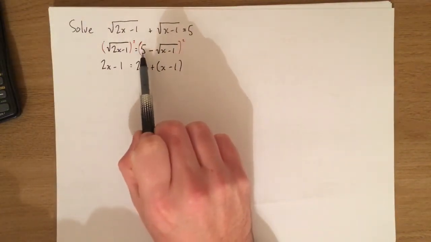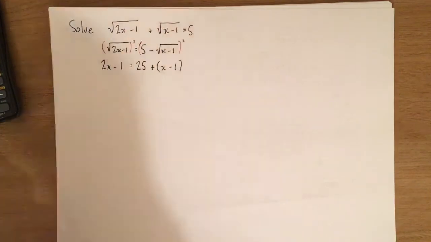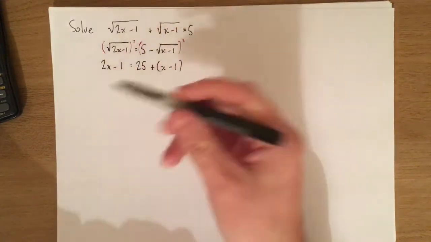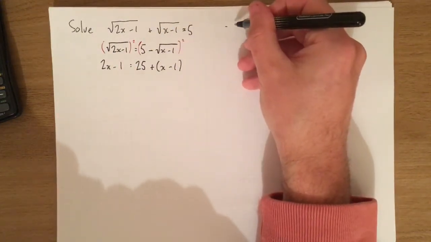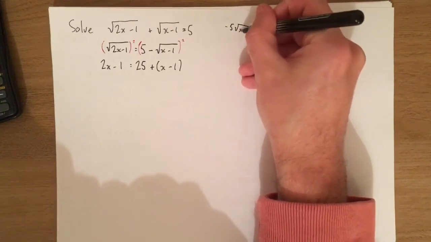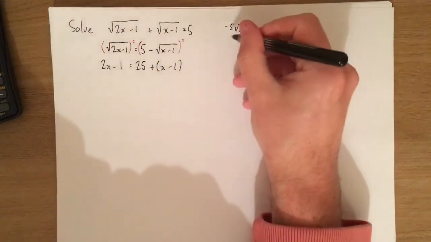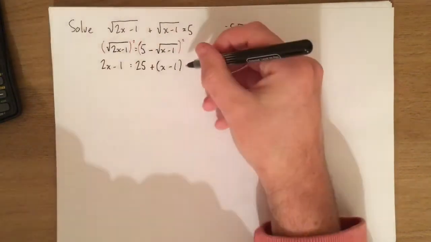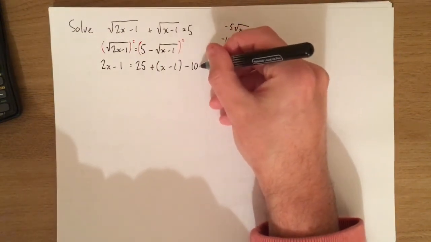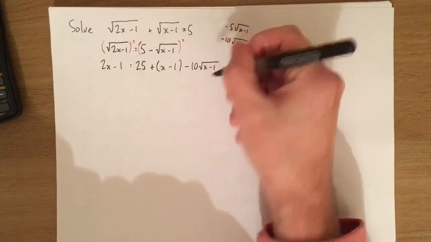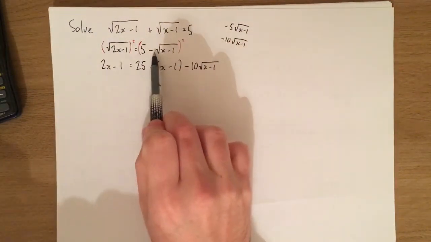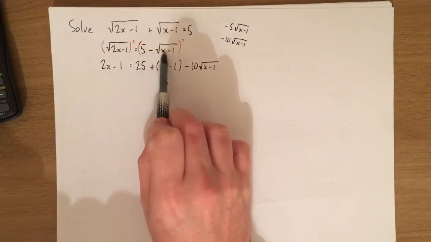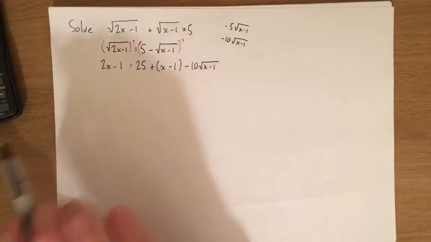Don't now forget your third term on this side, so it will be 5 multiplied by minus the square root of x minus 1, multiplied by 2. So 5 multiplied by minus the square root of x minus 1 is minus 5 root x minus 1. And then when you multiply that by 2, you're going to get minus 10 times the square root of x minus 1. So that is your third term: first term by second term by 2. So 5 times that is minus 5, that times 2 is minus 10.